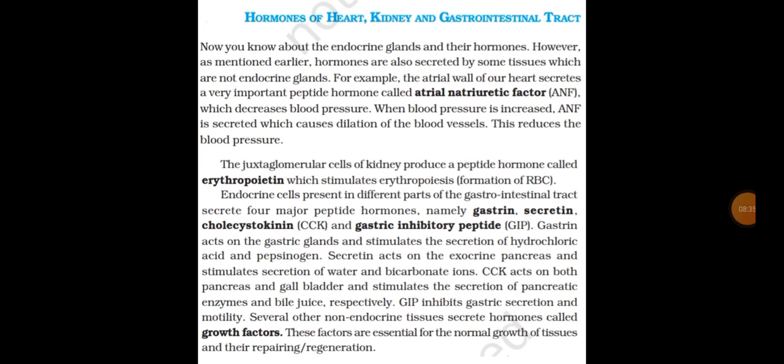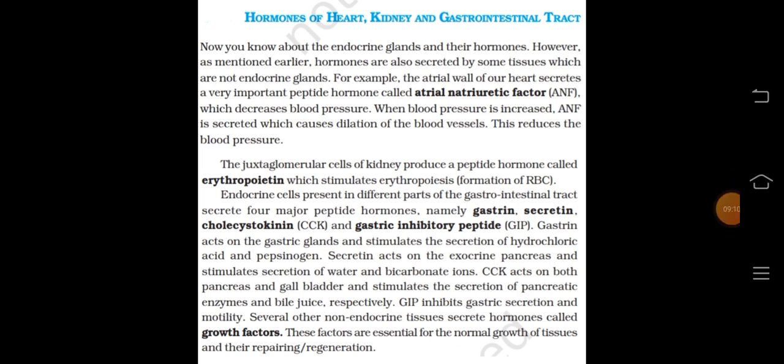Hormones of heart, kidney, and gastrointestinal tract. Now you know about the endocrine glands and their hormones. However, as mentioned earlier, hormones are also secreted by some tissues which are not endocrine glands. For example, the atrial wall of our heart secretes a very important peptide hormone called atrial natriuretic factor, which decreases blood pressure. When blood pressure is increased, ANF is secreted, which causes dilation of the blood vessels. This reduces the blood pressure.